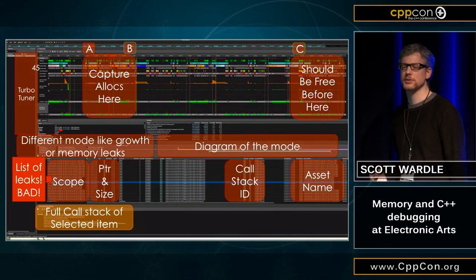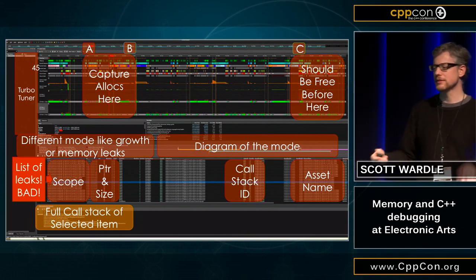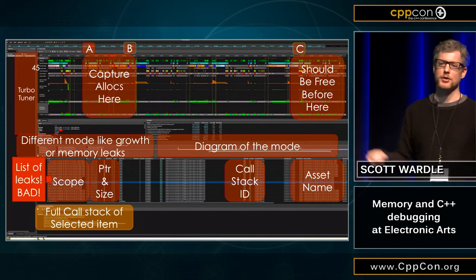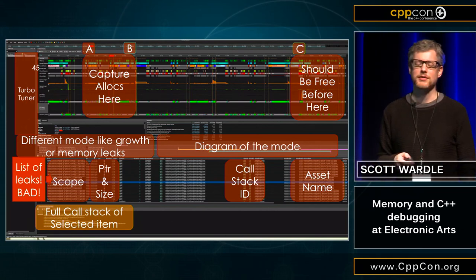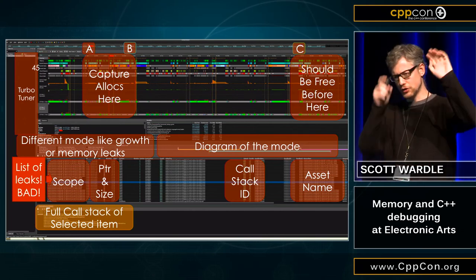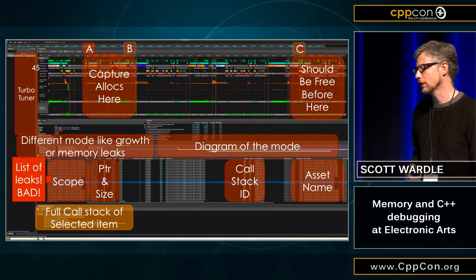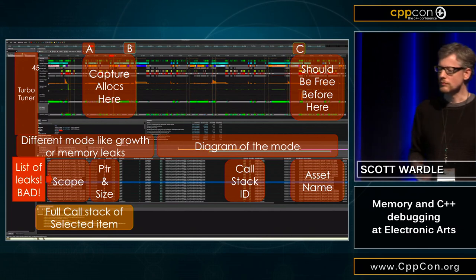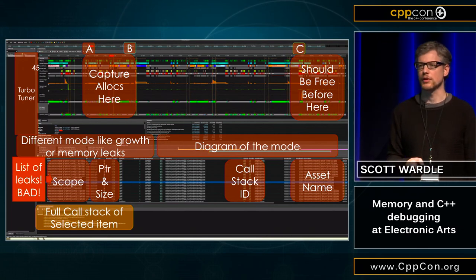I can see other things besides just this sort of ABC memory leak thing. There are other modes, and I can do similar things to the previous tool where I can just highlight two points and see what growth I had or something like that. But I think this is pretty useful.